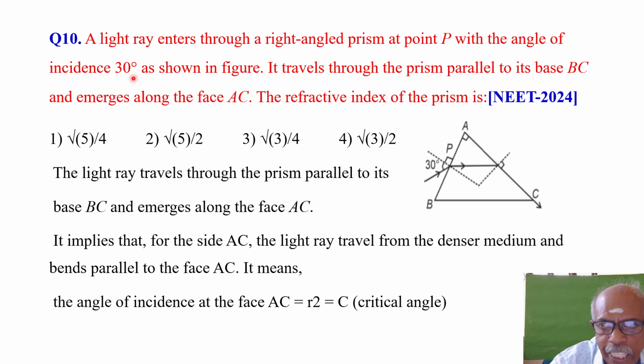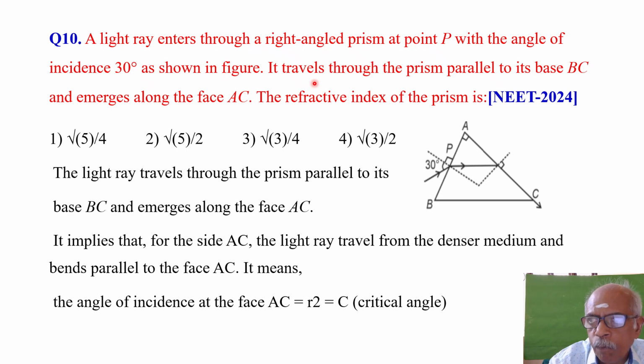A light ray enters a right-angled prism at a point B. This is the figure, a right-angled prism. Angle A is 90 degrees, a right angle. The light ray enters the prism at point B with the angle of incidence 30 degrees, as shown in the figure.